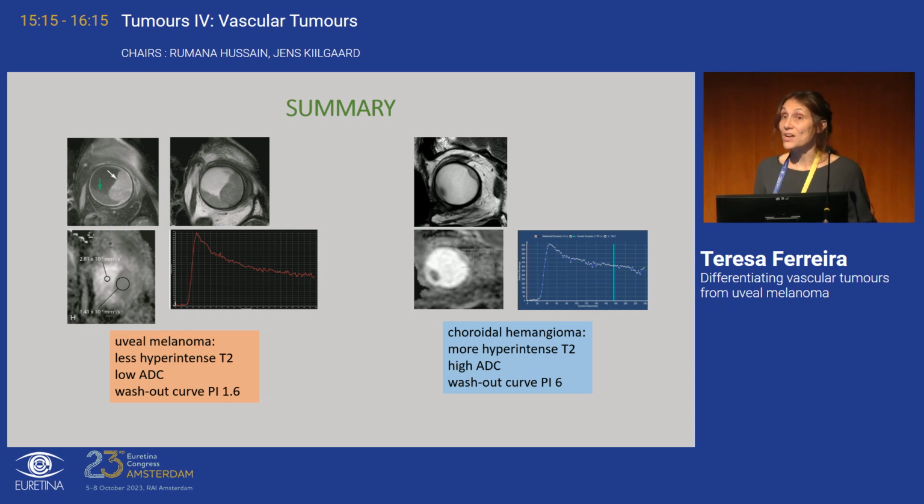Choroidal hemangiomas are already well evaluated with MRI, and they look different from the uveal melanoma. The T2 is much more hyperintense. They have a much higher ADC because they are a benign lesion, and although the curve has the same type of configuration that we can have in a uveal melanoma, the peak intensity is much higher because they are vascular lesions, because they have intense enhancement.